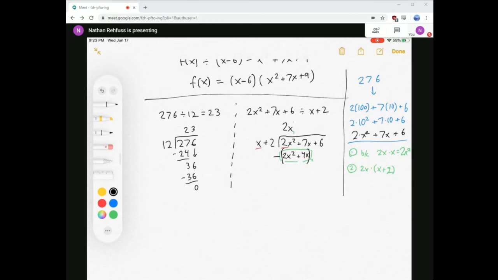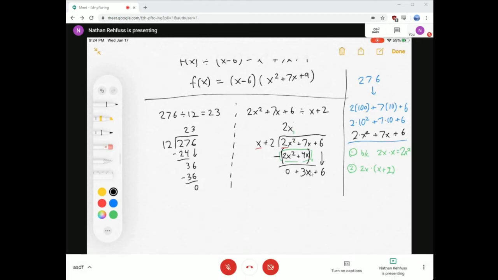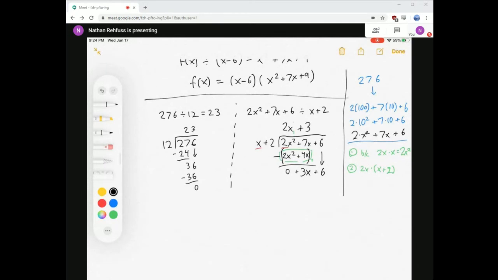So 2x squared minus 2x squared is 0, and 7x minus 4x is 3x. And now we bring down the 6. And then I ask, how many times does x go into 3x? And the answer has to be 3. So then just like I did 3 times a 10 and a 2 is 3 10s and a 6, 3 times x plus 2 is 3 x's and a 6.